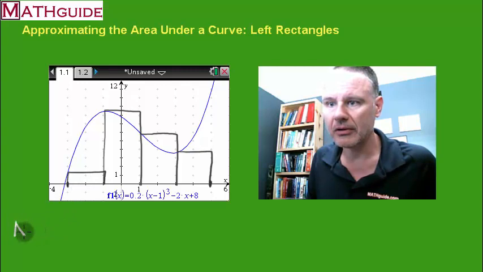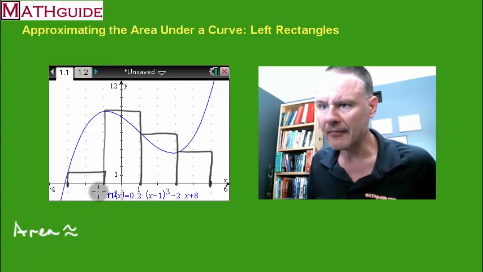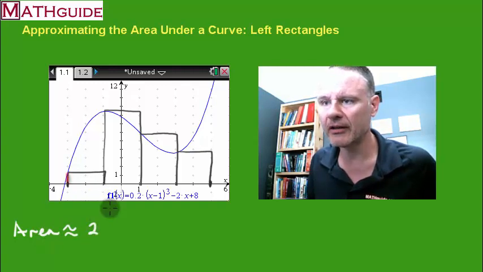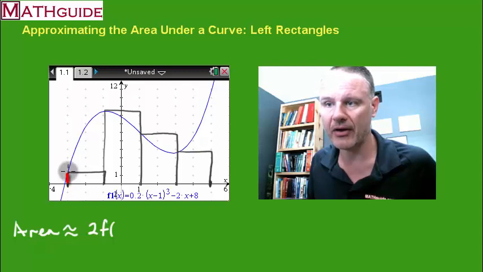So the area is approximately 2, the width, times the height. What's the height? Well, the height is going to be the function evaluated at -3, -1, 1, and 3. In other words, the height right here is the y value of this point. That point right there on the curve, the distance from the x-axis to that point, is the y value of that point, and that is f of -3.